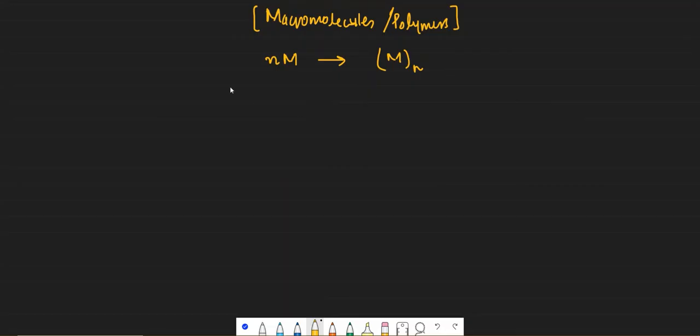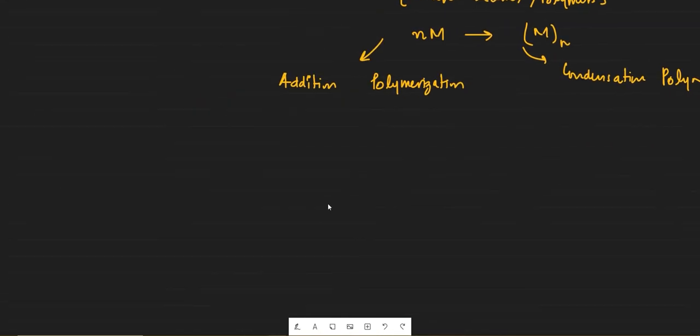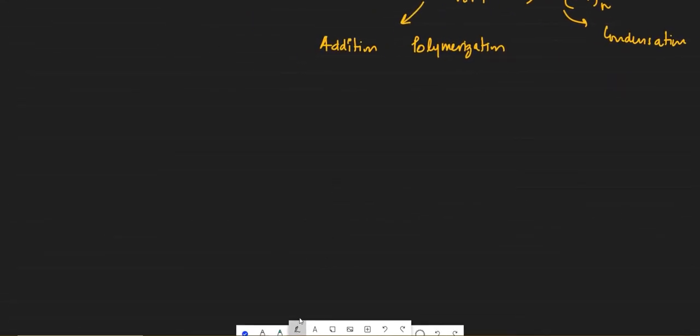Primarily there are two types of polymerization. One is addition polymerization, and the other one is condensation polymerization. Let's talk about addition polymerization first. We talked about this in alkenes.